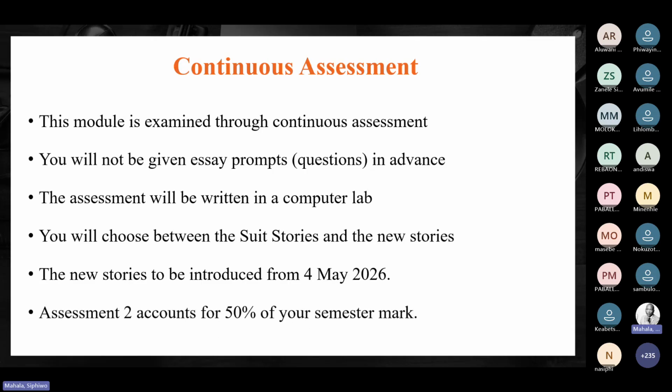I see some of you are already asking questions. I hope some of those questions will be answered in my presentation, but in any case, I will be able to answer the questions once I'm done with the presentation. And of course, the assessment that you will be writing will account for 50% of your semester mark. So you must get it right if you want to pass your first year.